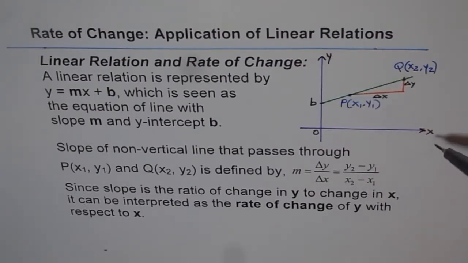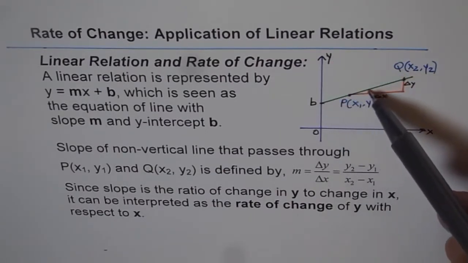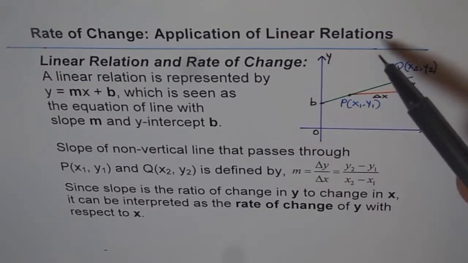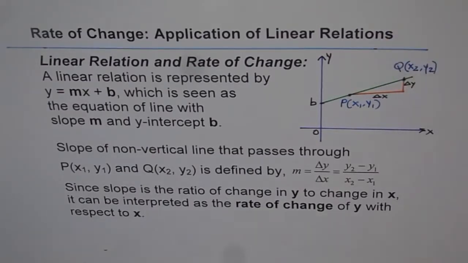So a relation between y and x, if it can be graphed as a straight line, we say that this relation is linear. So that's the first thing to understand. A linear relation can always be represented as a straight line on the graph. Now, the second part you learned is what can be the equation of this linear relation.